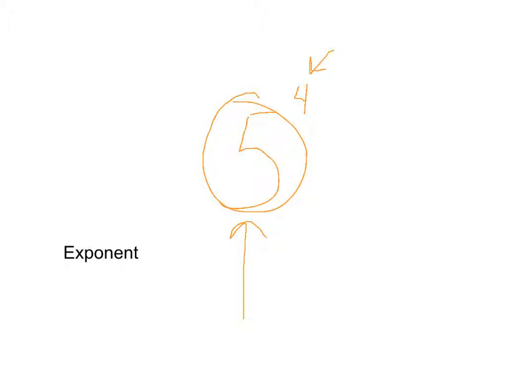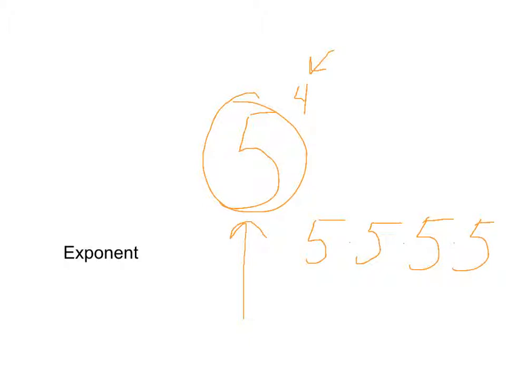I've got my base, and then you've got an exponent. The exponent, there's my base. The exponent is this little number right here. The exponent is the number that tells me how many times I'll be multiplying my base that's inside of a power. So in this case, I'm going to multiply the number 5 4 times. So in other words, I'm going to say 5 times 5 times 5 times 5. 5 to the 4th power.